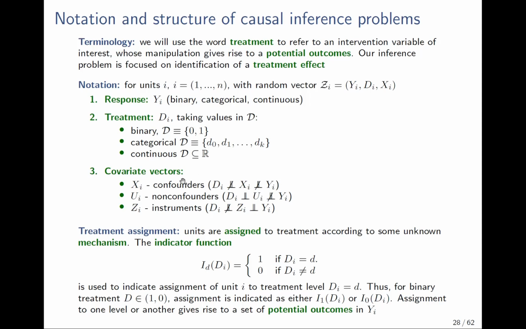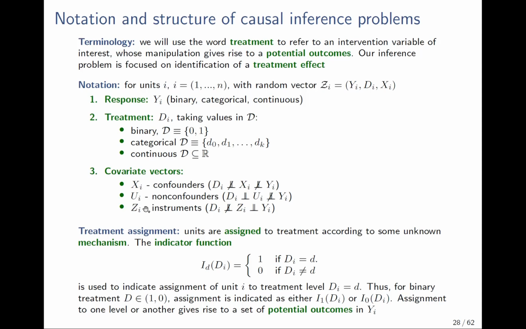So the confounders are the most important one in a way, but there's two others I want to mention because they come into play at various points. The second is non-confounders, covariates that have dependency with y, but they don't have dependency with the treatment d. So non-confounders would be found in a regression model for y, but they're not correlated with d.